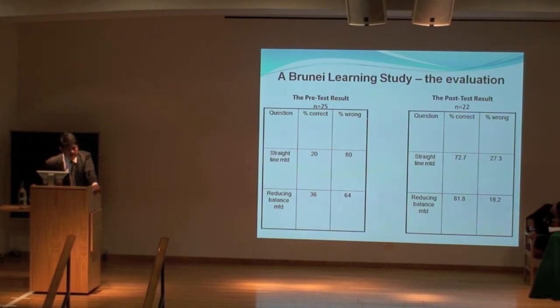Is that okay? Would you be happy if you are a teacher and you get this kind of results? Before the pretest, 20% and 36% couldn't get the methods right. And after that, more than three quarters got it right.